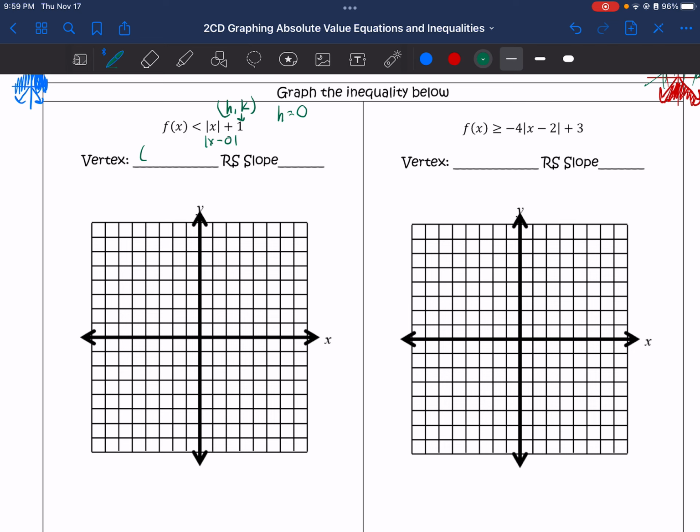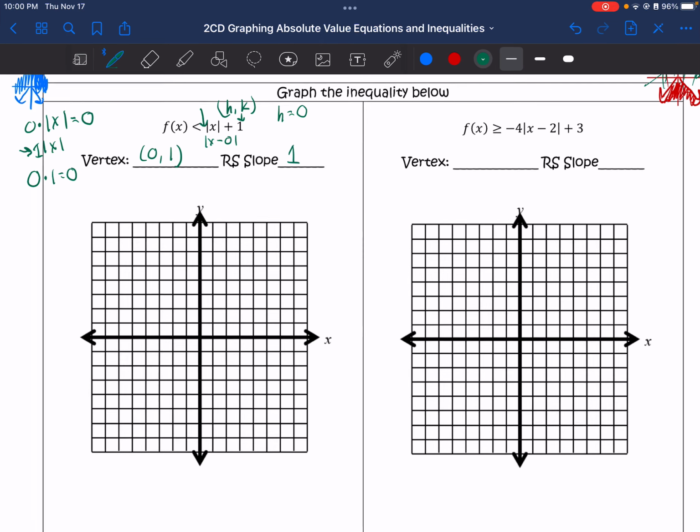So our vertex is (0, +1), since we have a +1. And our right slope, well, we don't have anything here. Here's a common mistake that some students make. If there's nothing there, but it's a multiplication, it's not 0, because anything times 0 is 0. If the absolute value of x were multiplied by 0, this would be 0. But it's still there. It's still the absolute value of x. So the mystery number, the number that is invisible, is this 1. So we have a right side slope of 1.